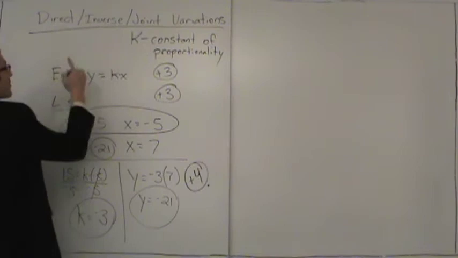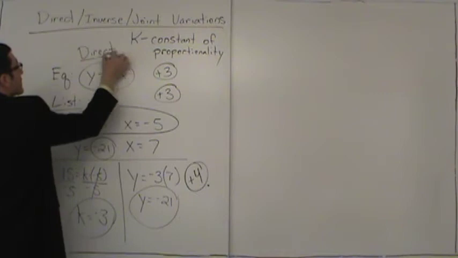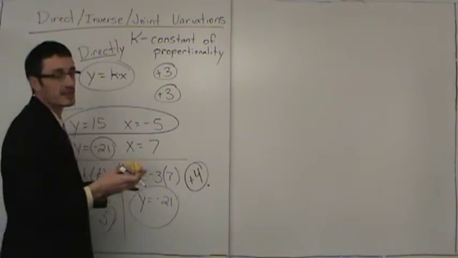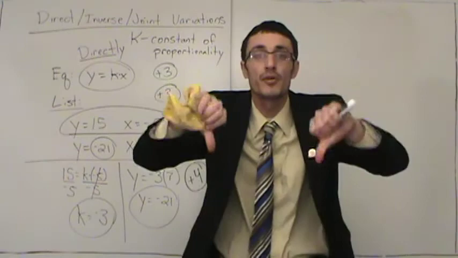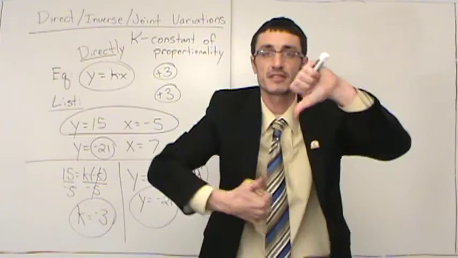Remember over here, this equation was what? Direct, directly proportional to. Directly, so this was direct. Direct means they're doing the same thing. They're both going up or they're both going down. Inverse means they're doing opposite things. So as one goes up, the other goes down.